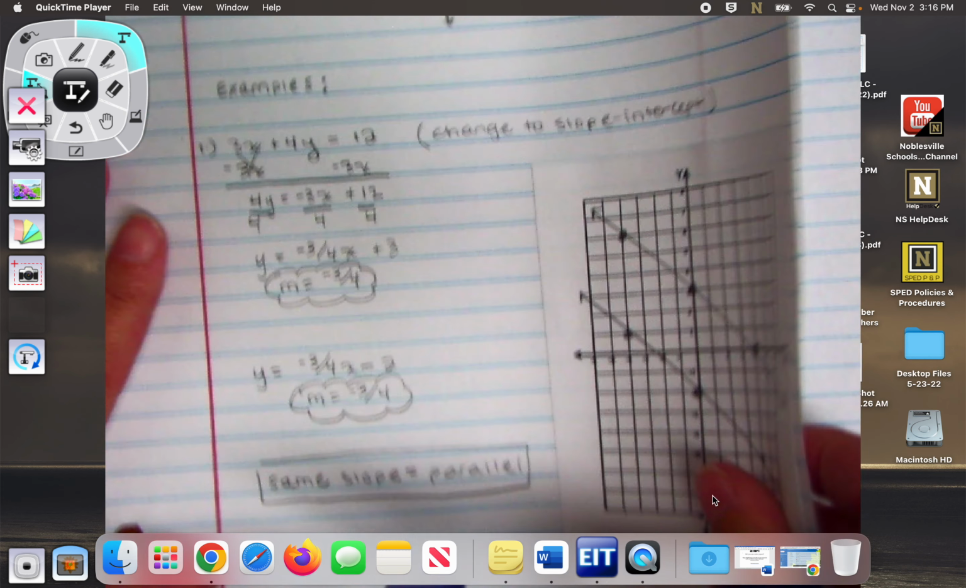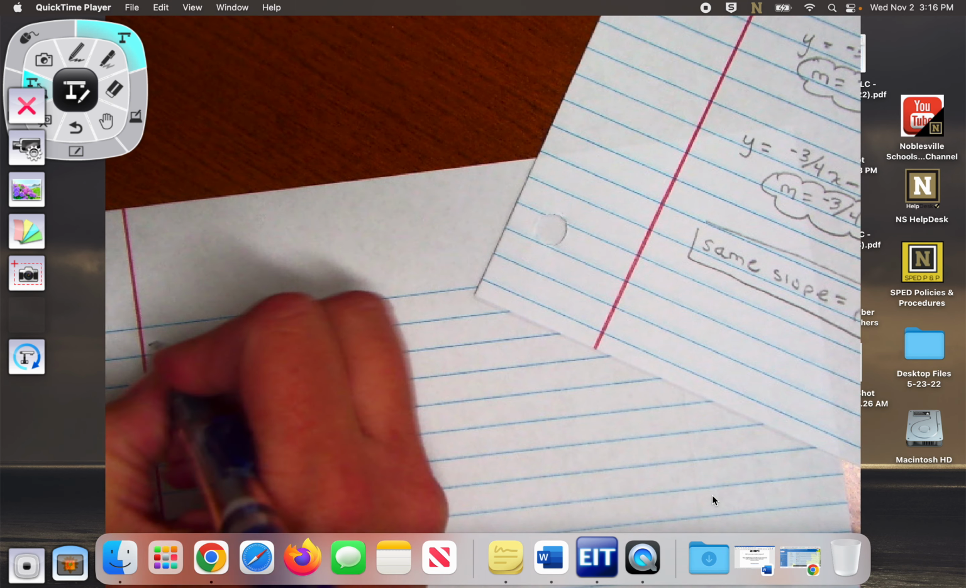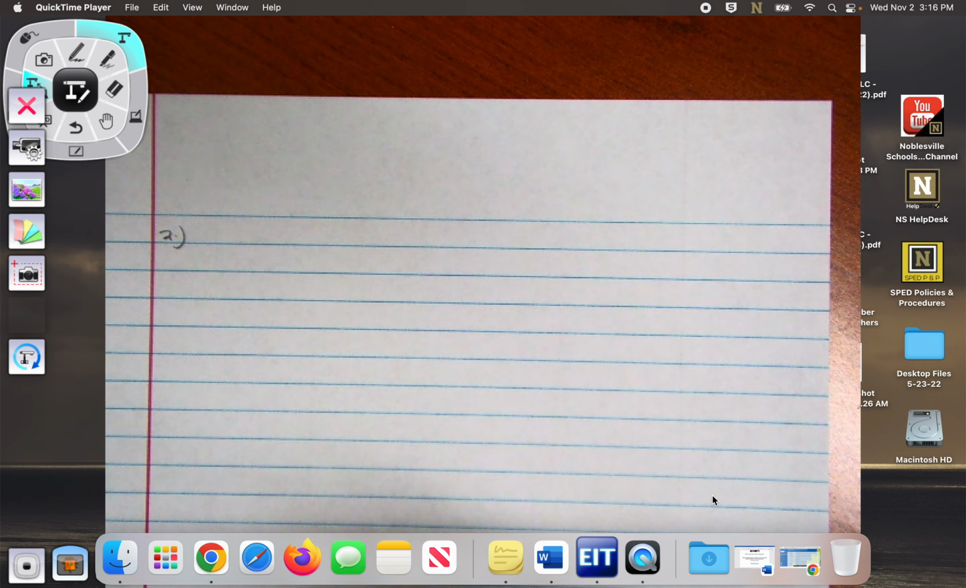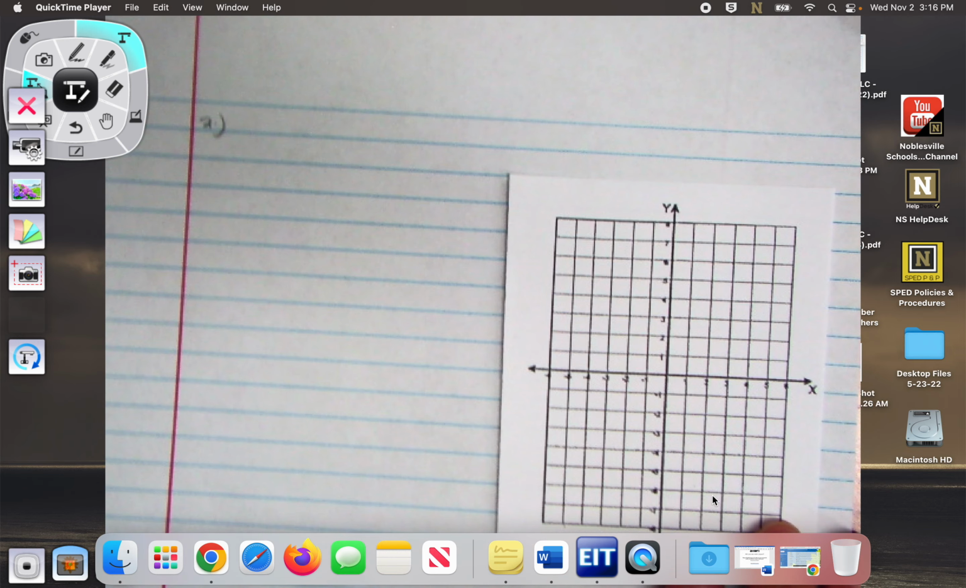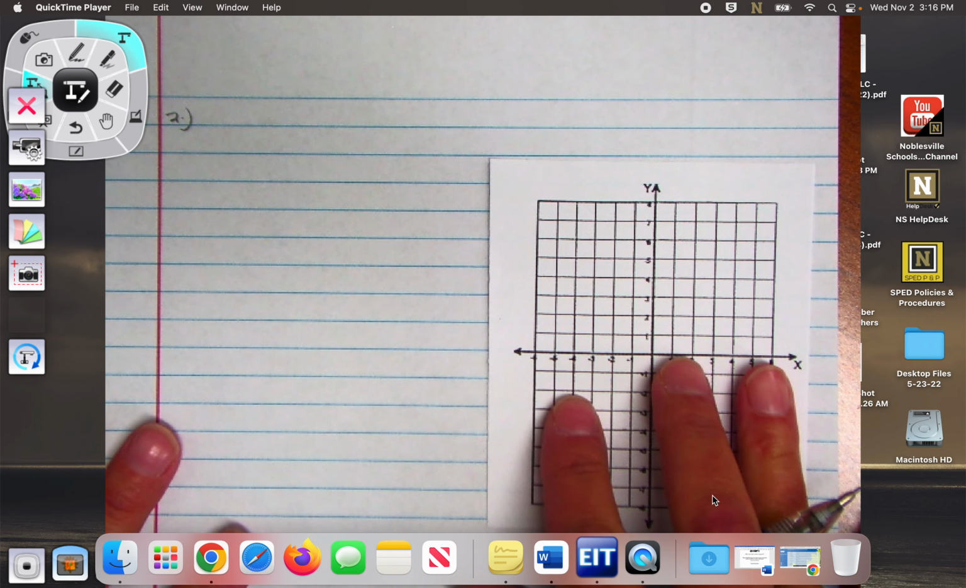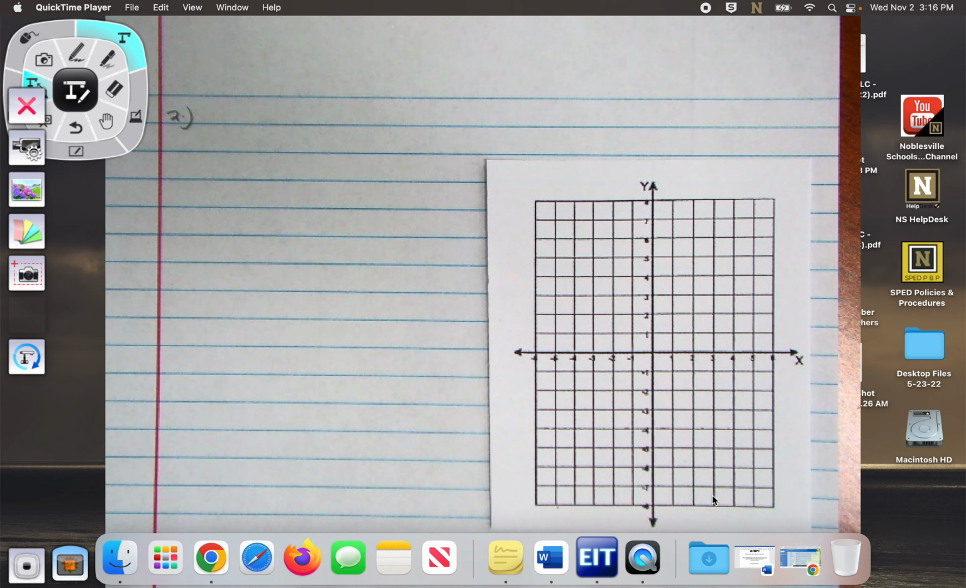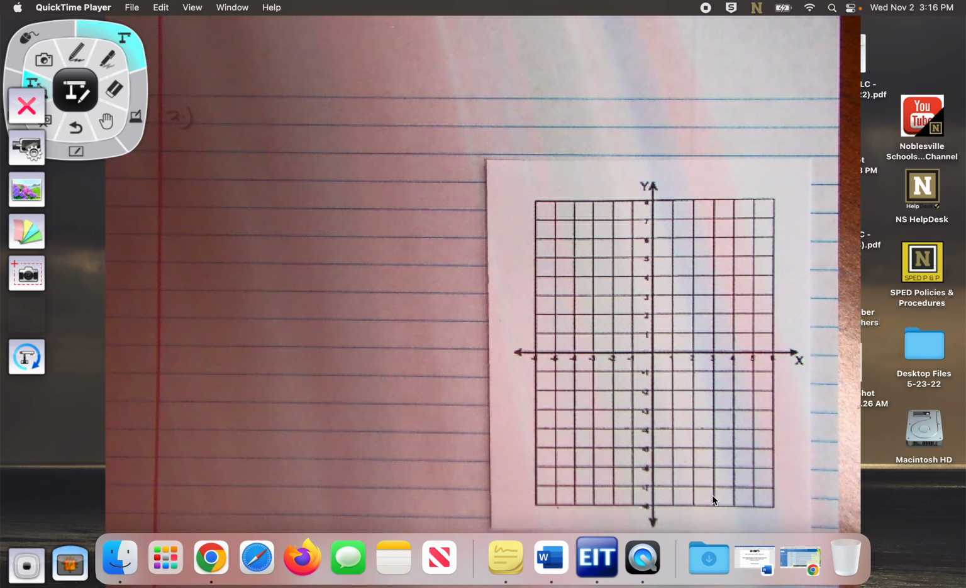So then on the next page, we'll do another example to show what it looks like for perpendicular lines. Same thing, just put your graph over here to the right a little bit. Leave the space. Go ahead and glue it there. That's right.